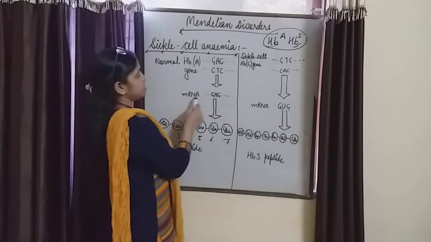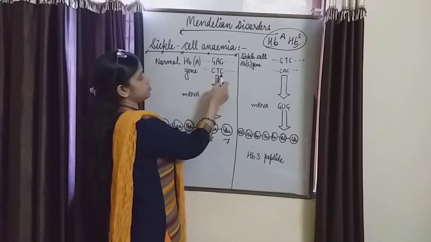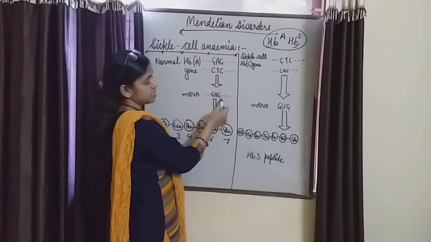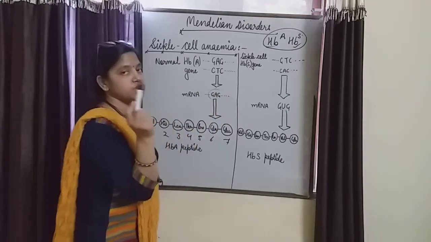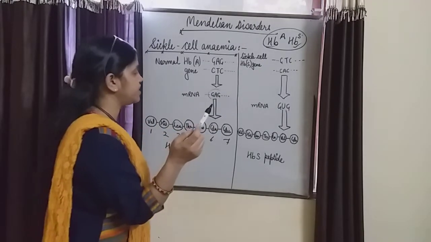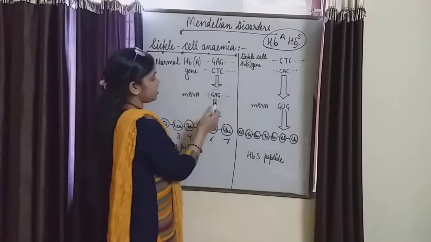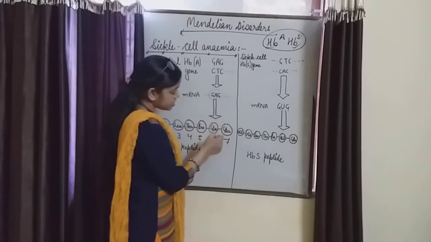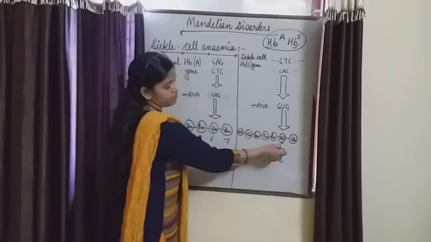Okay, messenger RNA, this is the gene. Okay, this is the messenger RNA coding strand. ये आपको अभी उतना समझ में नहीं आएगा, नेक्स्ट चैप्टर में हम इसको डिटेलिंग में लेंगे कैसे ये कोडिंग करता है, राइट? So glutamic acid is replaced by valine.